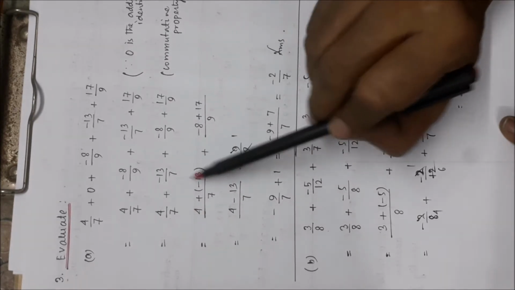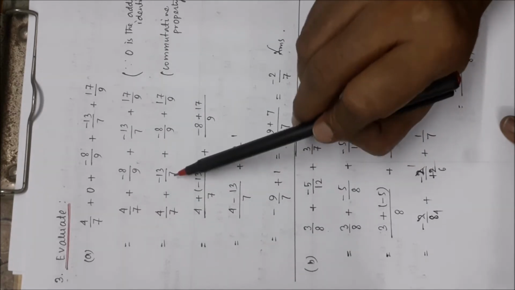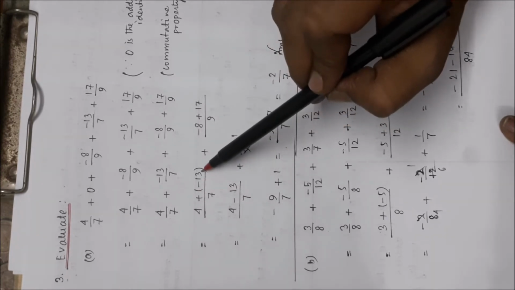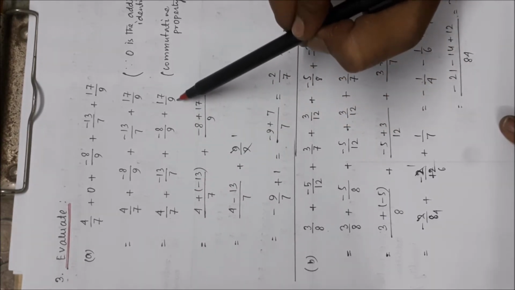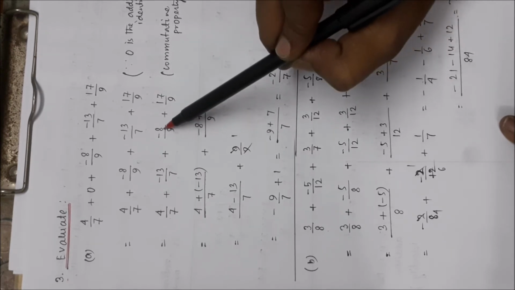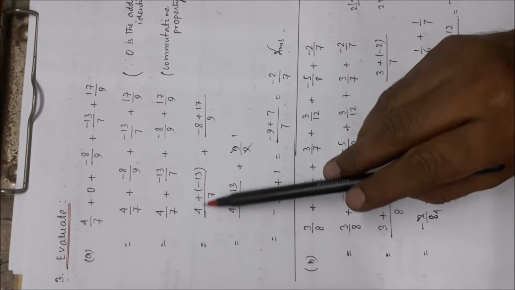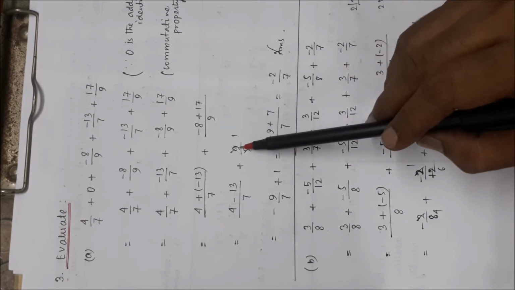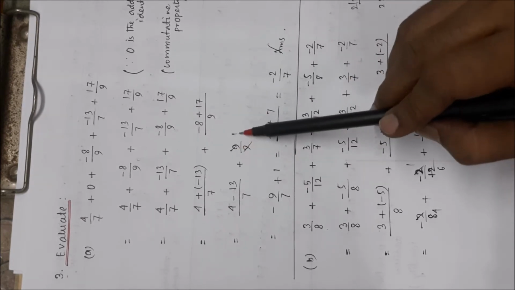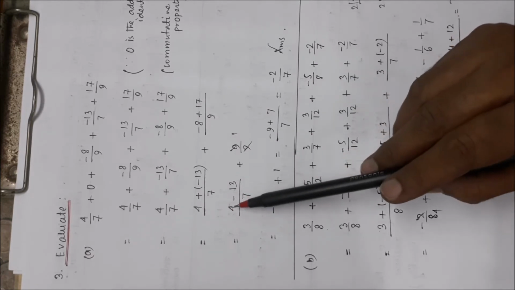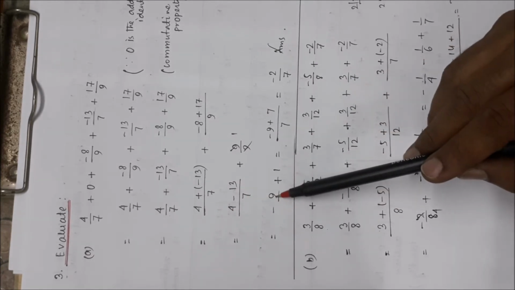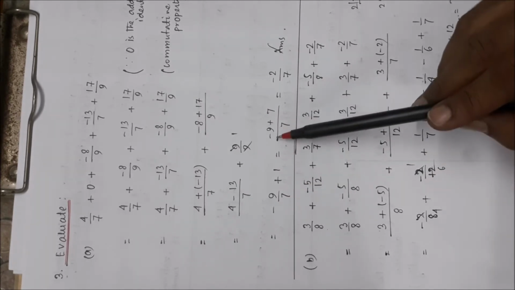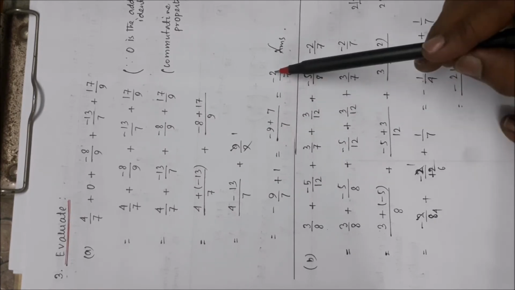So if you simplify these two, the denominator will be 7, and when the denominator is 7, you need to add or subtract the numerators. So 4 plus minus 13. In the same way, the denominator will be 9, so you will get minus 8 plus 17, which is equal to 9, so you get 9 by 9. 9 by 9 is equal to 1. And 4 minus 13 is equal to minus 9 by 7 plus 1. Now the LCM is 7, so we will get minus 9 plus 7. This is equal to minus 2 by 7.